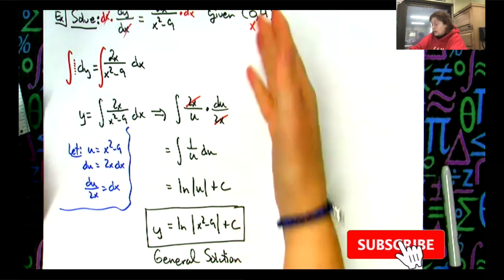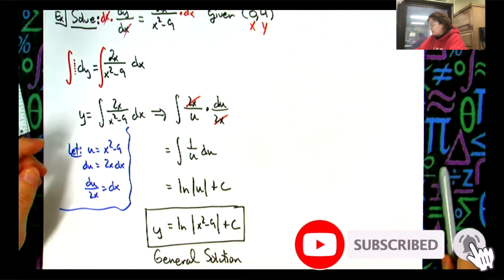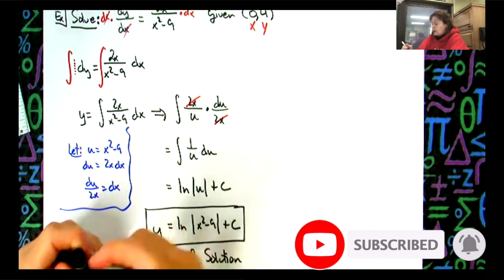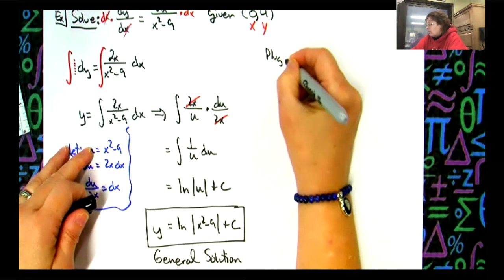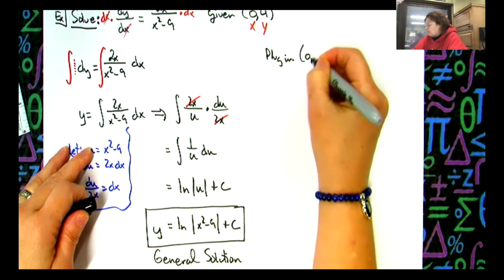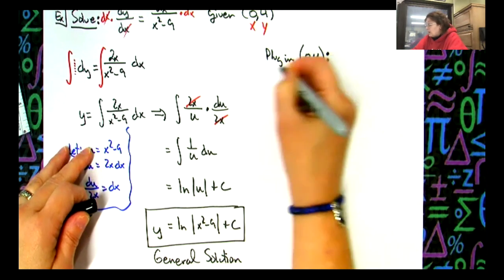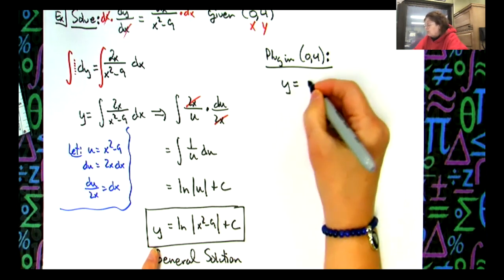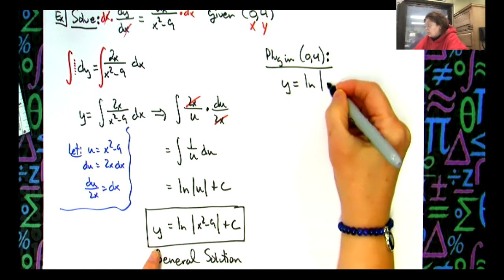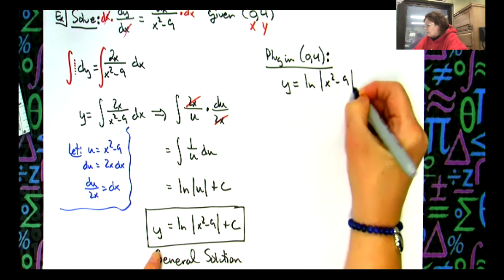Step 4 said plug in. So we're going to plug in that (0, 4). Let's actually label here what we're doing. So we plug (0, 4) into that general solution. I'm going to write the general solution first: y equals natural log absolute value x squared minus 9 plus c.